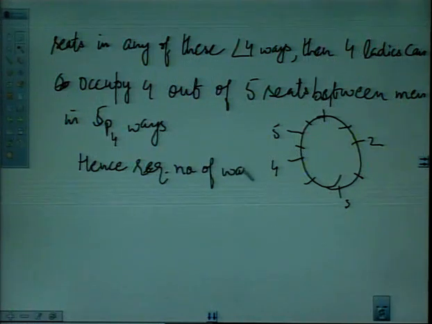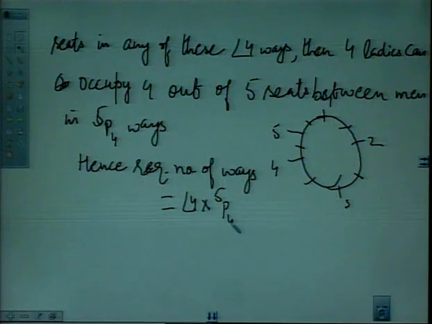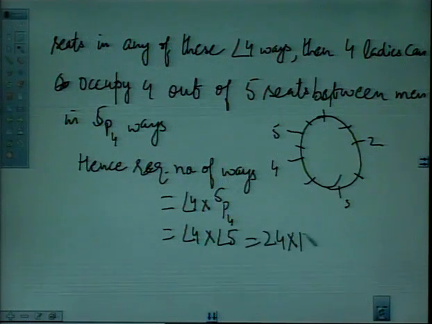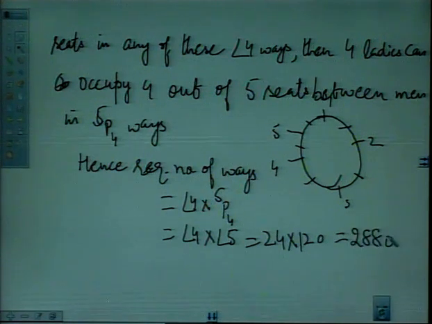Hence, the required number of ways is equal to 4 factorial into 5P4, and the value of 5P4 we know is 5 factorial. 4 factorial is 4 into 3 into 2 and 5 factorial is 5 into 4 into 3 into 2. We get this as 24 into 120 and this comes out to be 2880. This was the question of circular permutation.